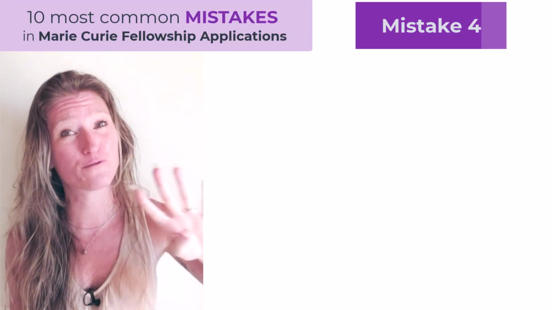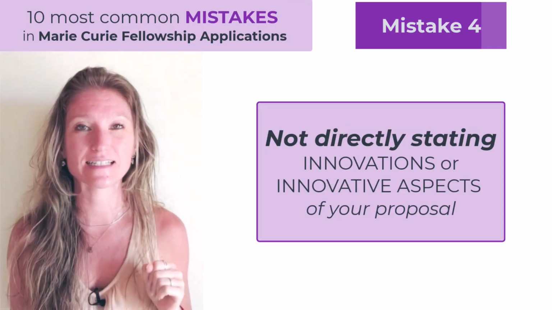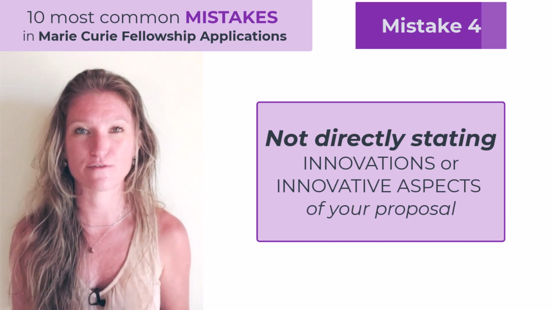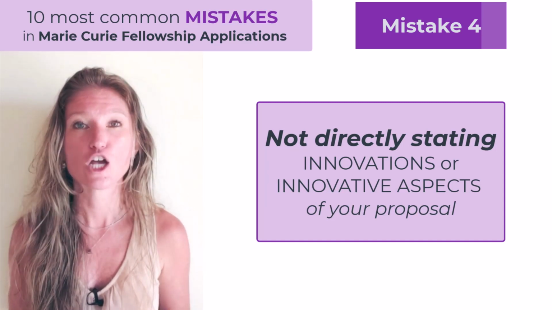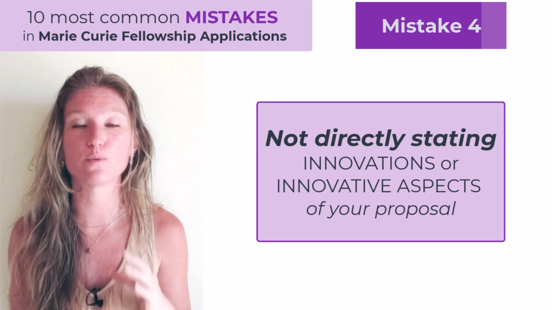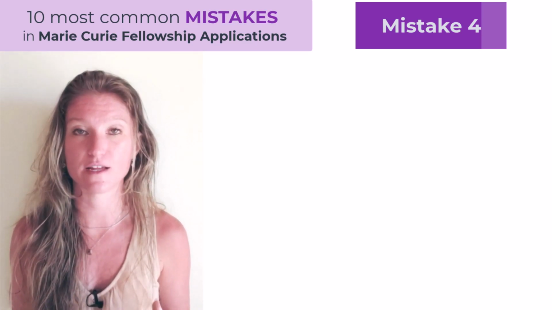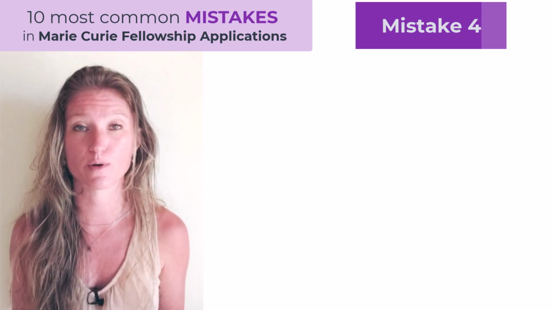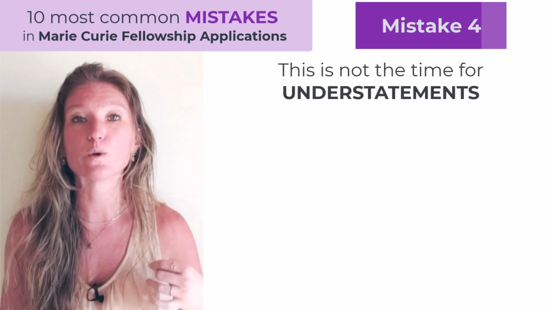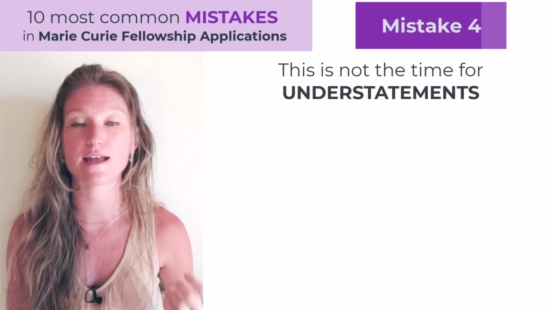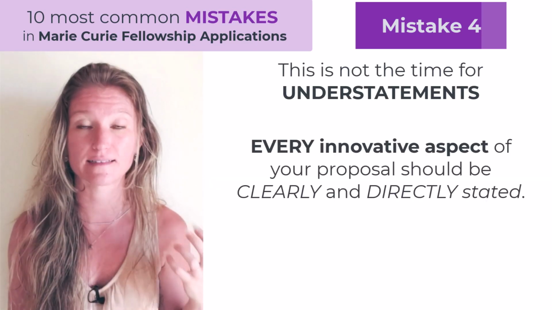Mistake number 4, not directly stating your innovations or the innovative aspects of your proposal. Just like in the point above, we want to be specific. We want to be very specific on these innovative aspects. These are one of the most important parts of your proposal. And we want to be very clear and have these exactly directly stated.